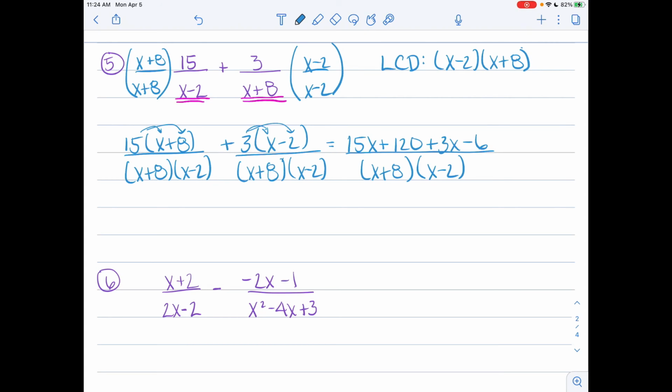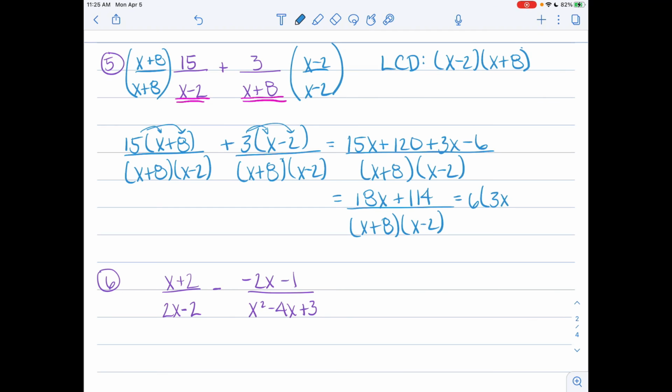I see that I have a 15x and a 3x, so that'll be 18x. 120 minus 6 will be a plus 114, and my denominator kind of comes along for the ride. The last thing I want to do is factor anything that I can, and I see a GCF of 6 here because a 3 and a 2 will both go into both of those.